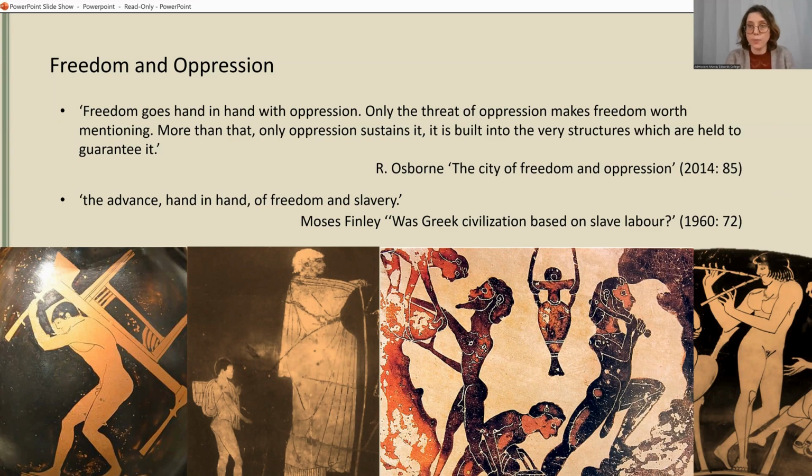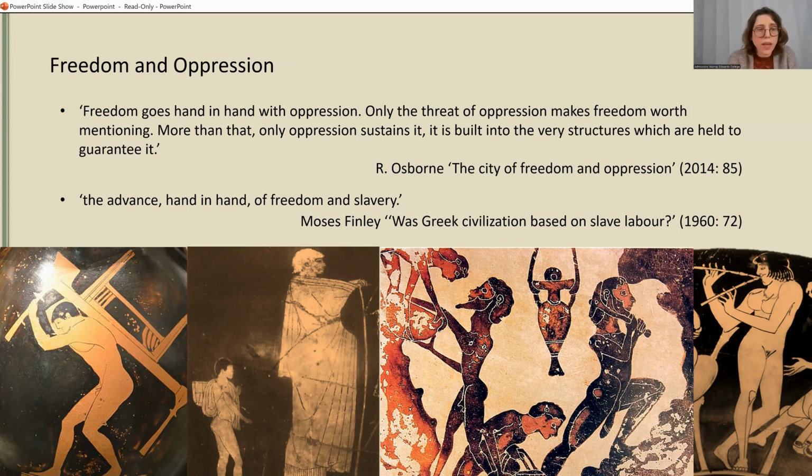Robin Osborne, who also is based here in Cambridge, in a recent-ish book, neatly encapsulated this idea in the title of one of his chapters, Athens, the City of Freedom and Oppression. But the idea has a much longer history. I've given you there a quote from Moses Finley, another famous Cambridge classicist, who talked about the advance hand in hand of freedom and slavery in the classical Athenian world. So Athens relied on the oppression of non-citizens. It relied on the oppression of women, of foreigners, of subject cities when Athens was the head of an empire. And perhaps most strikingly, and for us today, I think most jarringly, on the oppression of enslaved people.